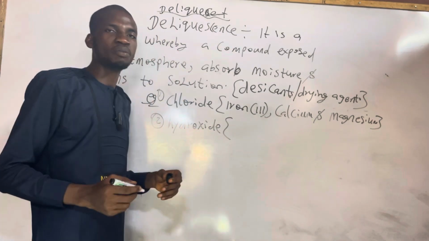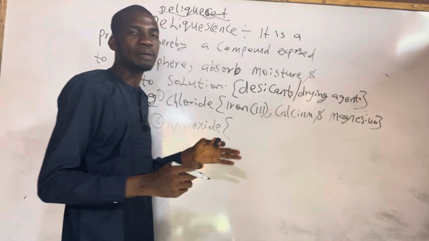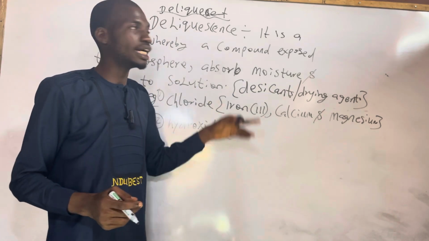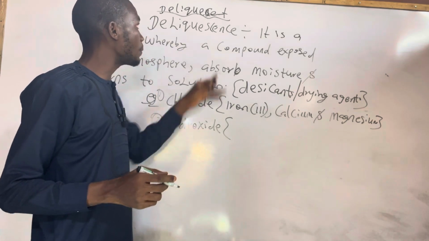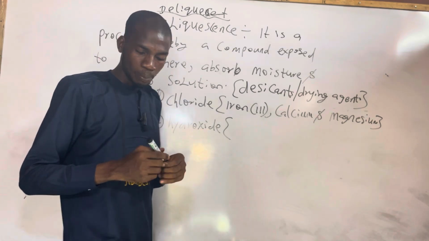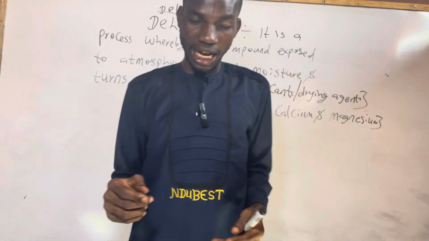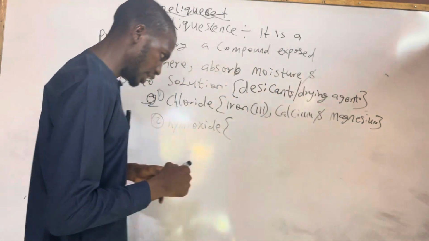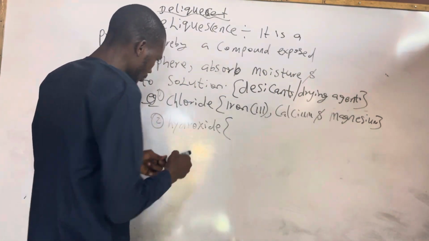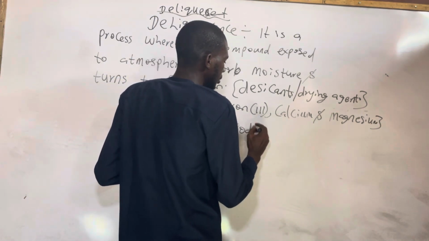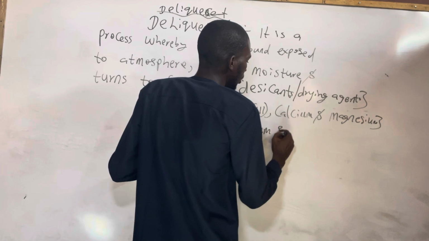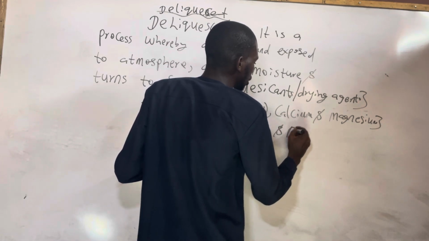I'm differentiating them from efflorescent substances. So that when JAMB asks you, if you see chloride, they are mainly deliquescent in the options. If you see hydroxide, they are mainly deliquescent. But if you see the one with water of crystallization, they are efflorescent, like washing soda. Hydroxides include sodium and potassium.